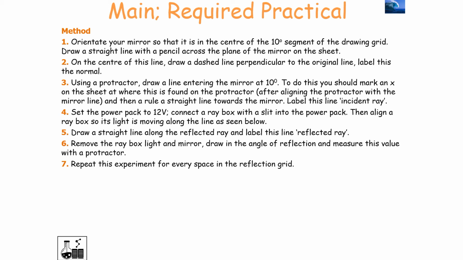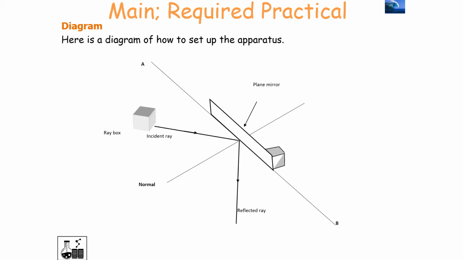You set a power pack to 12 volts, connect a ray box with a slit to the power pack, then align the ray box so the light is moving along the line of the incident ray. You then draw a straight line along the reflected ray and label this the reflected ray. You remove the ray box, light and mirror, draw in the angle of reflection and measure this with a protractor, and repeat it for different values of angles of incidence as shown.